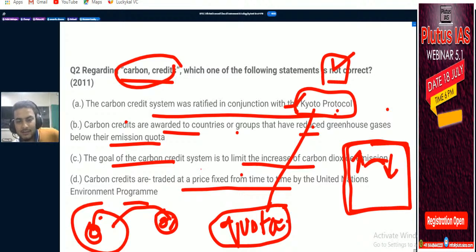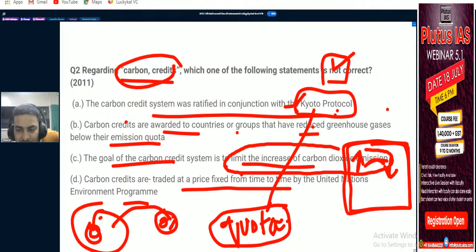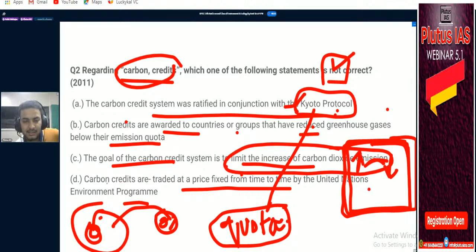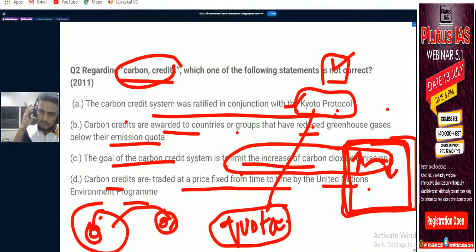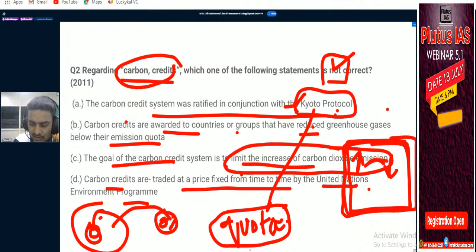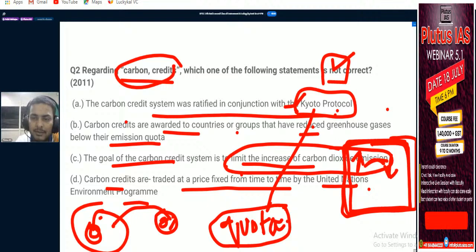And the goal of this system is to limit the increase of carbon dioxide emission. As I told you, the overall limit of emission gets controlled. And the last one is: carbon credits are traded at a fixed price from time to time by the UN. So the UN was the authority managing this trade of quotas, these credits. I'll explain more details when we come to the Kyoto Protocol later. I'll tell you about the clean development mechanism and this carbon credit system. All this I'll tell you later.